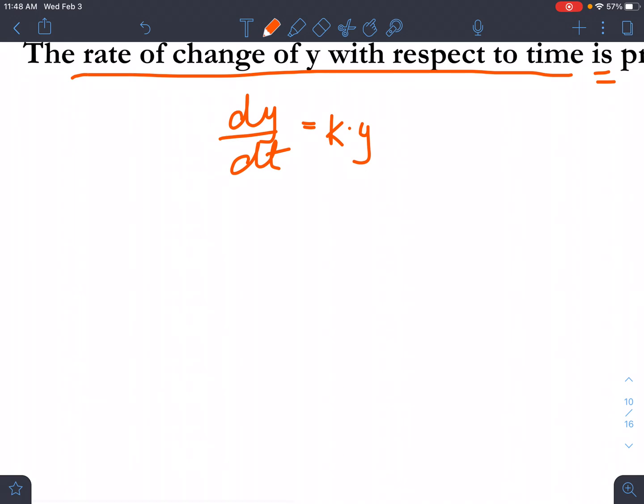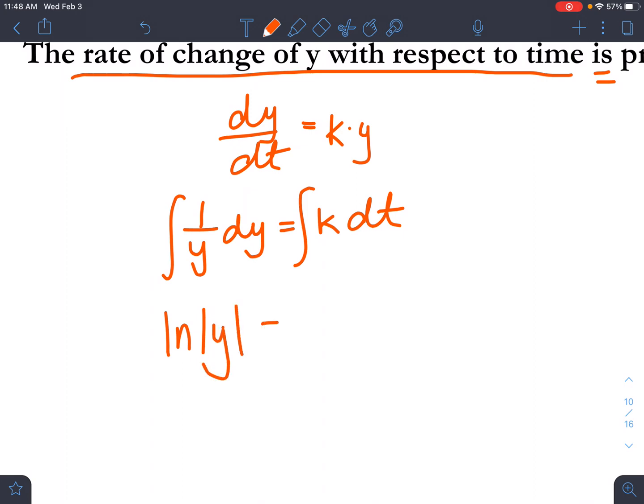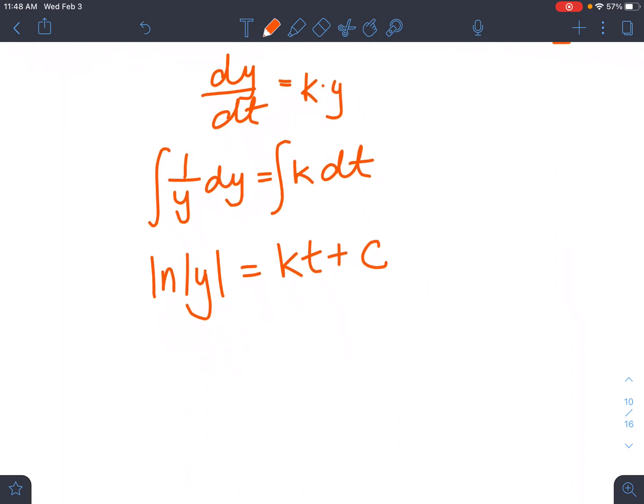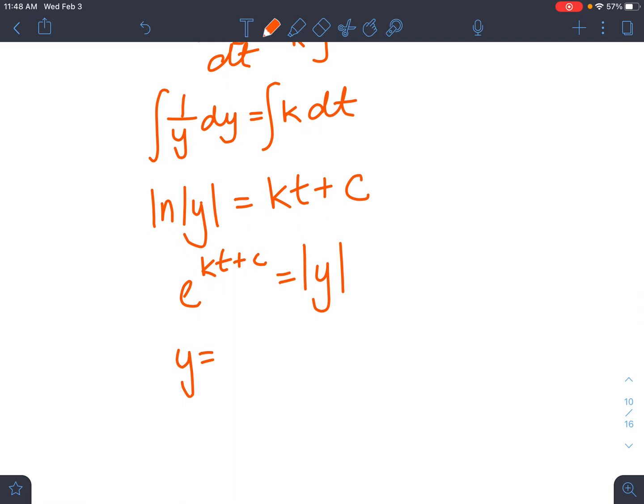So what you want to do is divide by y and multiply by dt, and we're going to solve for y like we've been doing. So this would be the natural log of the absolute value of y equals kt, since this was t to the 0th power, t to the 1st, plus C. From this step, remember, you can wrap around and rewrite this as an exponential. So e to the kt plus C is equal to the absolute value of y. Get rid of the absolute value: plus or minus e to the kt plus C. And that's kind of it.